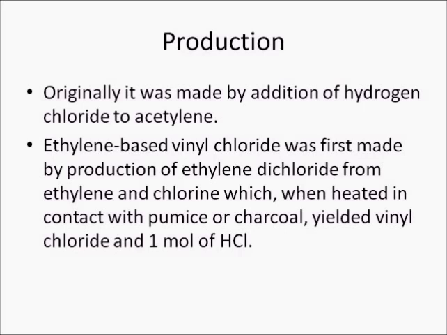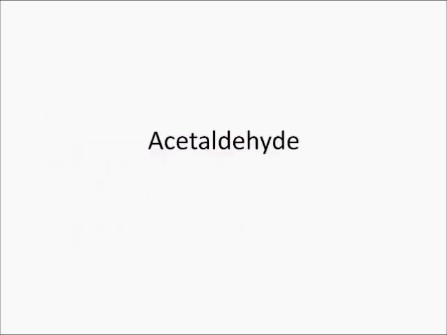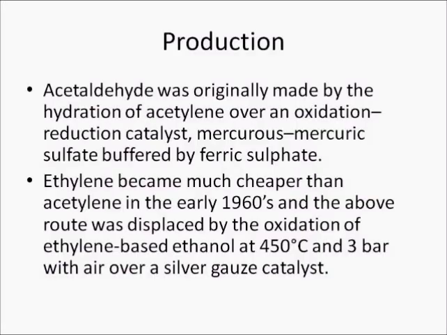In this method, ethylene chloride is formed from ethylene and chlorine, which when heated in contact with pumice or charcoal yields vinyl chloride. Vinyl chloride is used mainly in the manufacture of polymers like PVC. It is also used as a starting material for various other products as mentioned. Now, we will learn a few things about acetaldehyde.